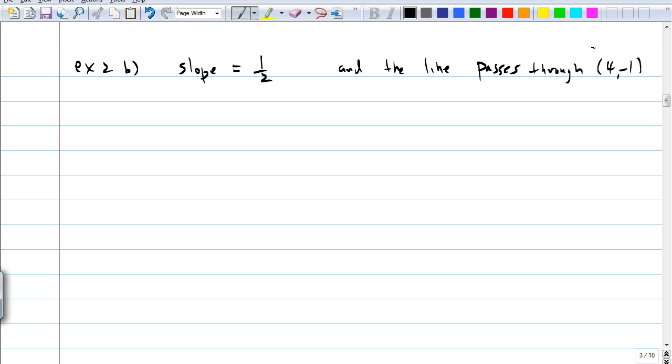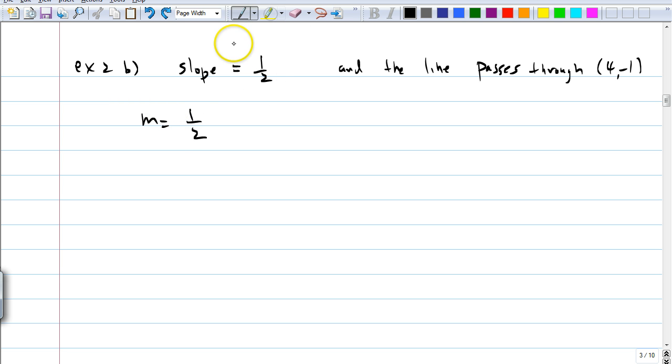So example 2b, it says, now what if I give you not an x-intercept, but just a point that the line passes through? So that's another way of giving you this information, right? I give you the slope, half, and I say, give me the equation of the line that passes through 4, -1 with this slope. What do you think we're going to do? Well, we already know the slope, right? M equals what, guys? Half, right? So we're halfway done.